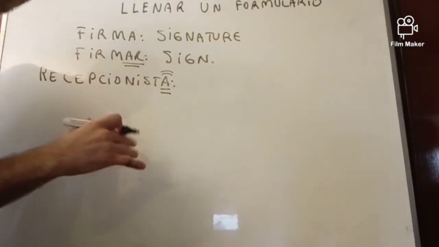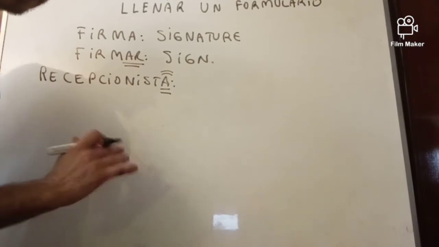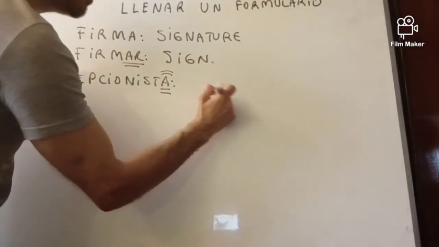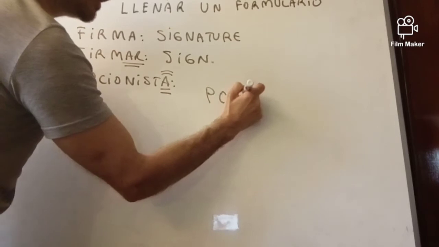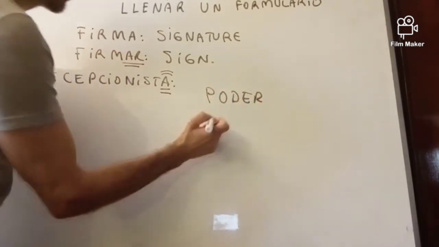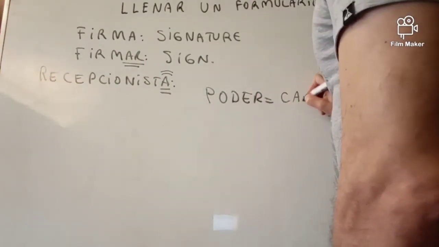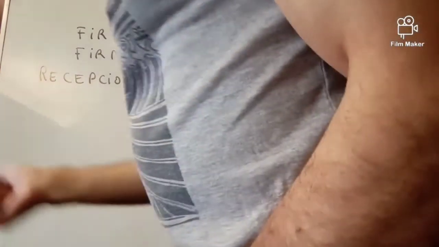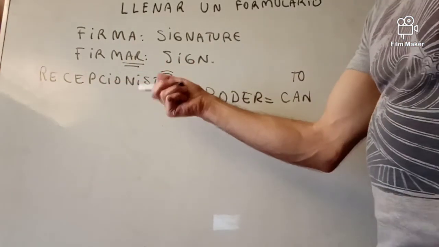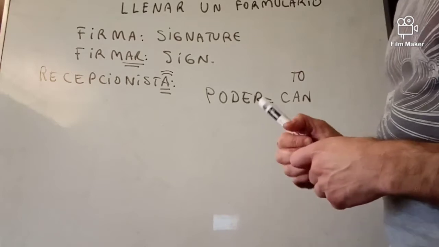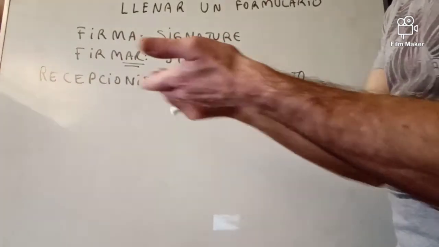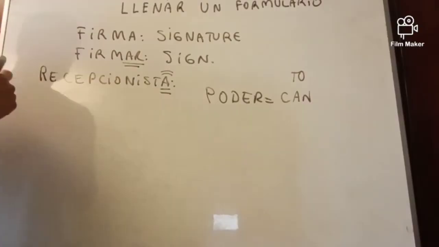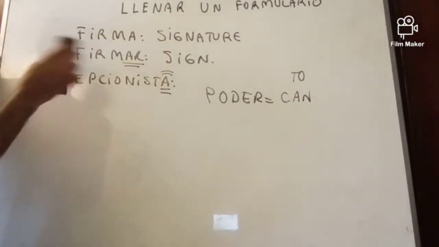Now we come to the second topic of this video, that is the conjugation of the modal verb poder. Its translation is can, to can. So this man or this woman will ask us, could you sign the form, please? Let's conjugate this verb.